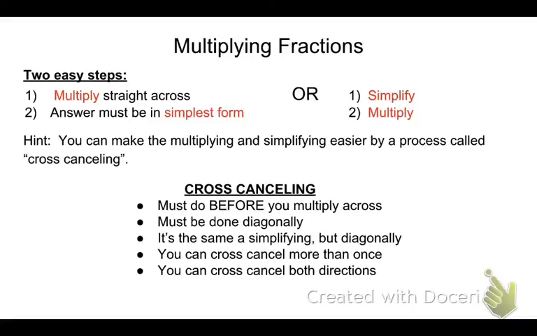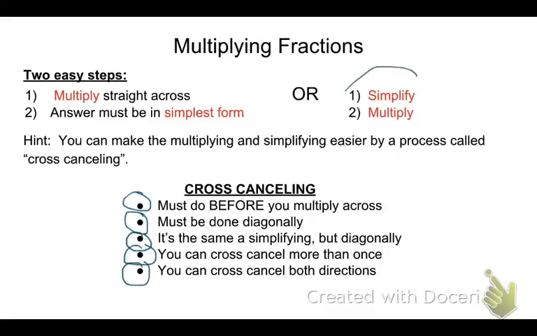This is an easy process, except sometimes you'll end up working with larger numbers by following those 2 steps. So if you notice, the hint says you can make multiplying and simplifying easier by a process called cross-canceling. Cross-canceling must be done before you multiply across. It must be done diagonally. It's the same thing as simplifying, but you do it diagonally. You can cross-cancel more than once, and you can cross-cancel in both directions.